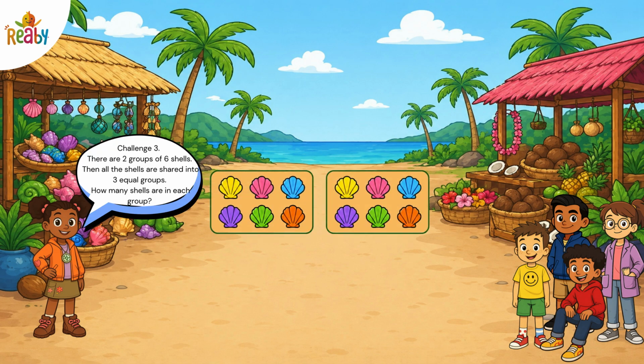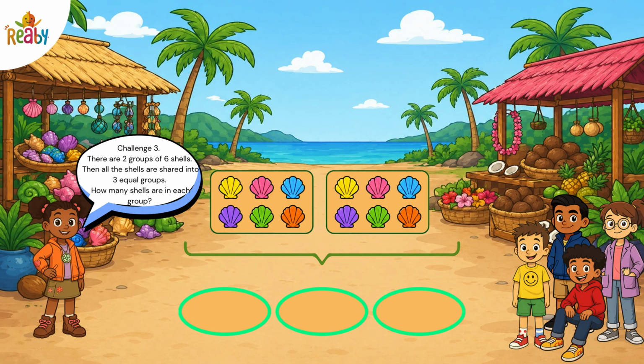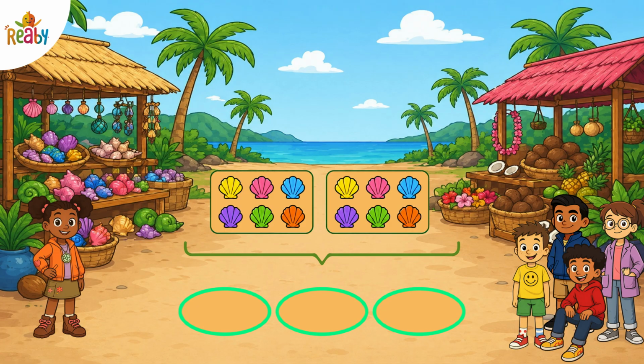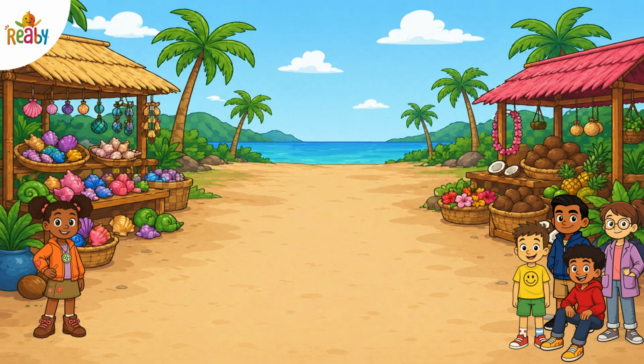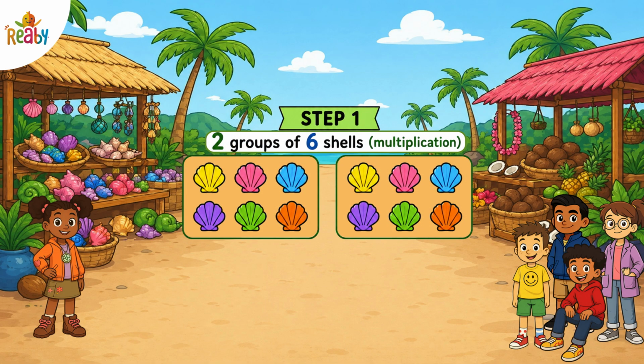Challenge 3. There are 2 groups of 6 shells, then all the shells are shared into 3 equal groups. How many shells are in each group? Let's solve this step by step. First, there are 2 groups of 6 shells. That means we multiply to find the total. 2 times 6 equals 12. So there are 12 shells altogether.